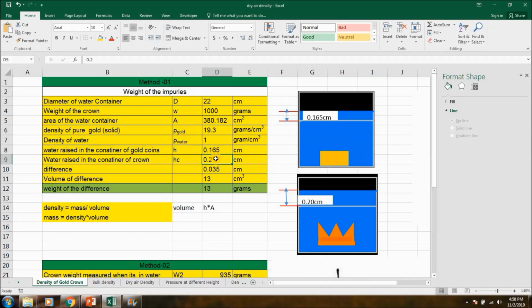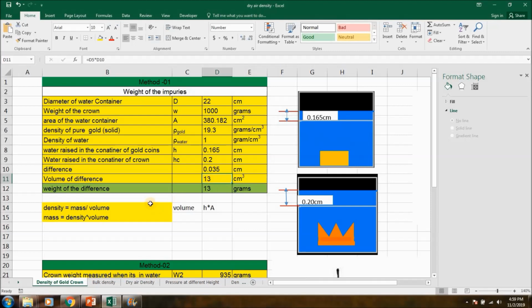Then I took the difference of this SC minus H1. So I got the difference of the rise, which is 0.035 centimeter. We call that the height. If I know the height of the water rise and I know the area of the container, then I can calculate the volume. The difference of the volume is 13 centimeter cube.